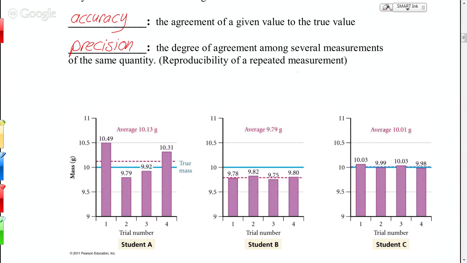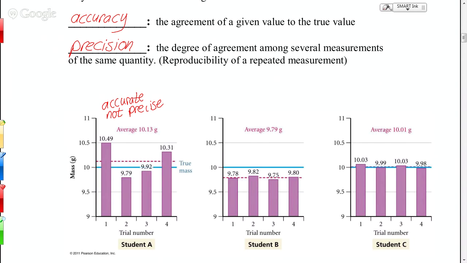Good. A. Why is A accurate but not precise? Because the average is closer to the real one, but his estimates are kind of... Right. So this one is accurate, not precise. It's accurate because their average is pretty close to the accepted average. They got pretty close to 10. But it's not precise because the different trials are all over the place.